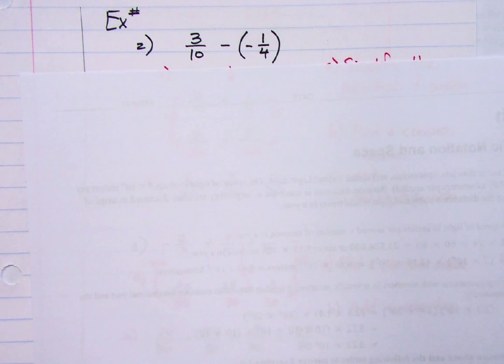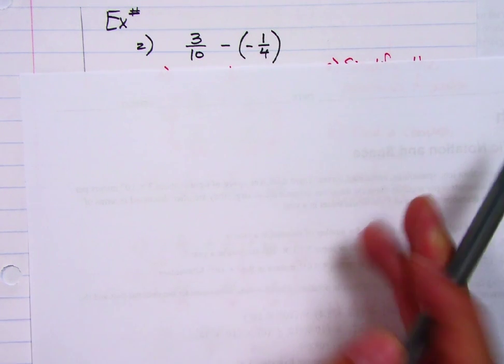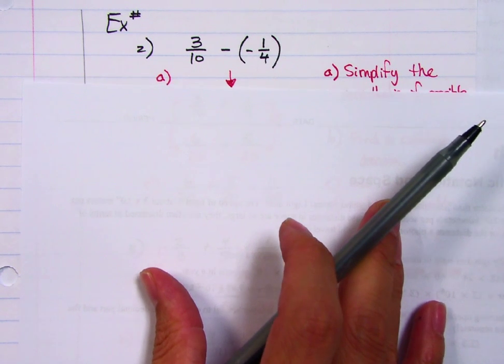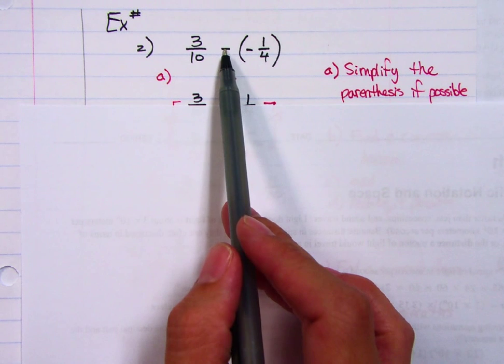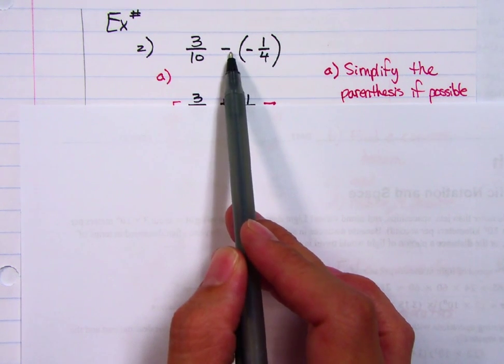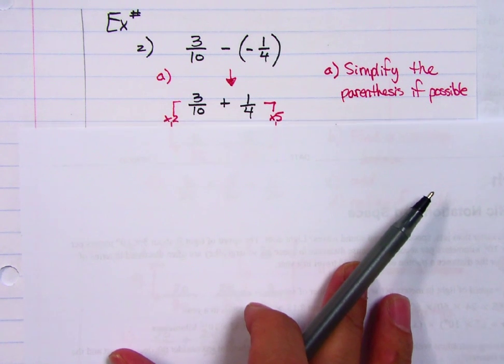All right, let's do another problem. This time's a little bit different. Watch out. I've got this parenthesis here. So first I want to simplify the parenthesis if possible. So I can get rid of this parenthesis by noticing that a negative in front is going to change this. This is the opposite of the negative 1/4. So that is positive 1/4.